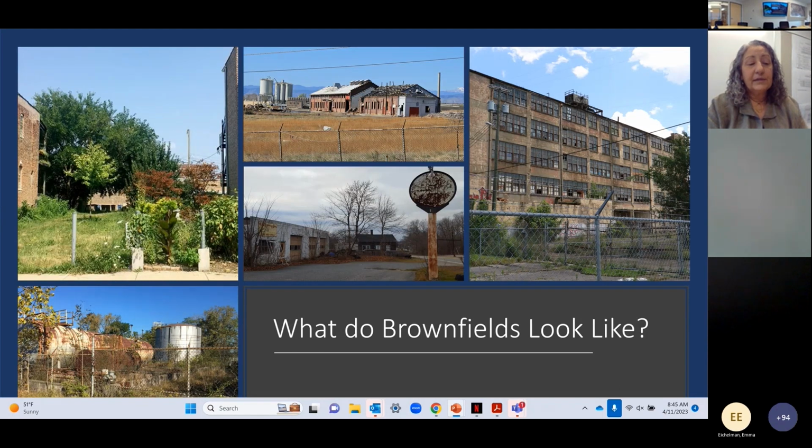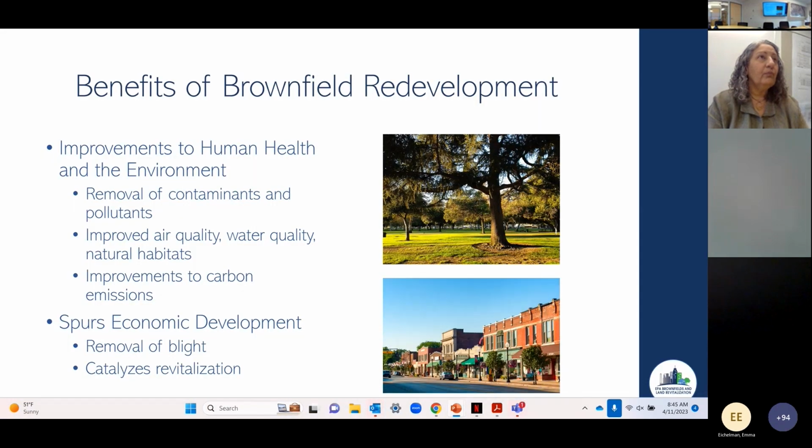Again, the asbestos can create a situation where that's a brownfield site, even if it just looks like an old office building. So there's lots of improvements to human health and the environment. These properties are a source of contamination and often are difficult to secure.